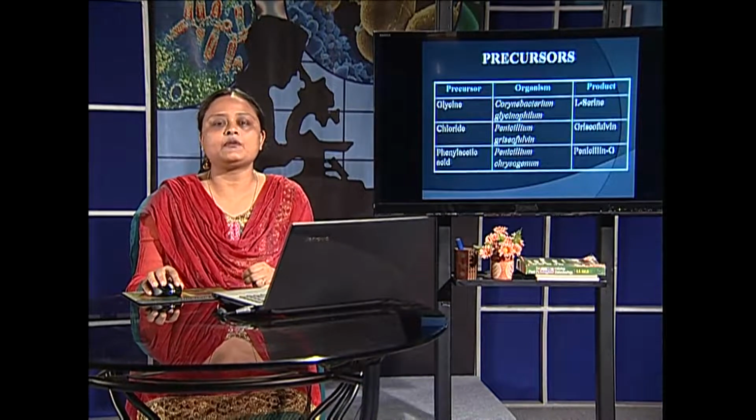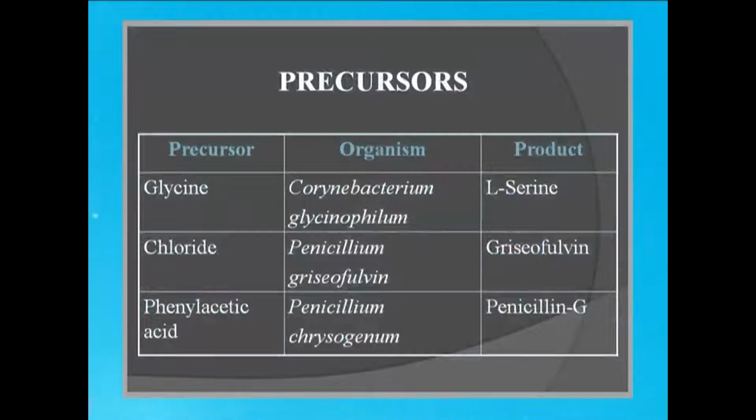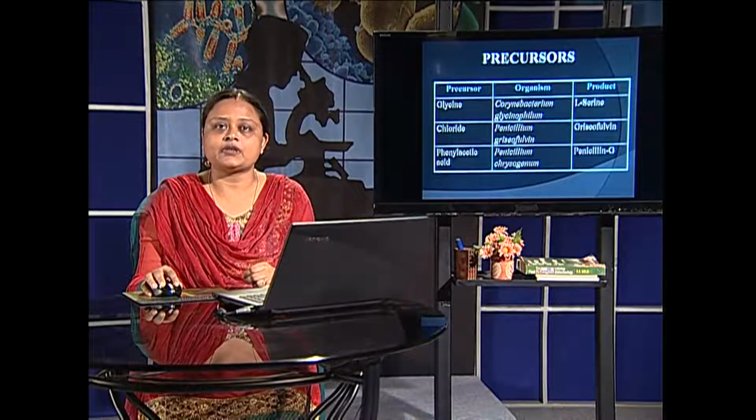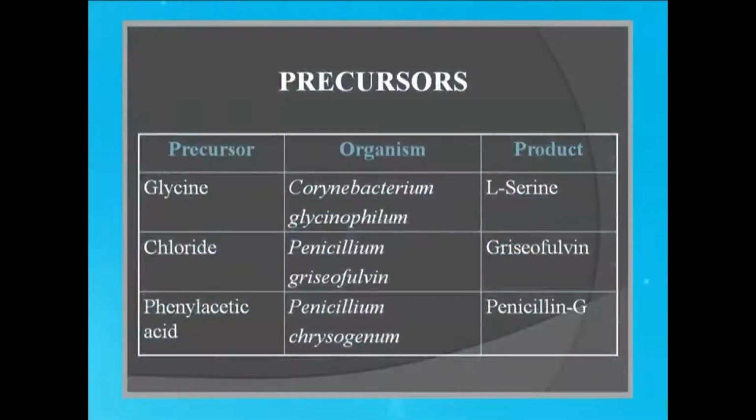Now we are going to see some of the other requirements which industry typically demands because of the regulation required in the process so that the product can be procured. The first among them are precursors. This means the building block. For example, for production of L-serine, we require glycine as the precursor molecule when Corynebacterium glycinophilum is used. Likewise, the common precursor molecule always used is phenyl acetic acid, often used for production of penicillin G while using Penicillium chrysogenum as the organism.